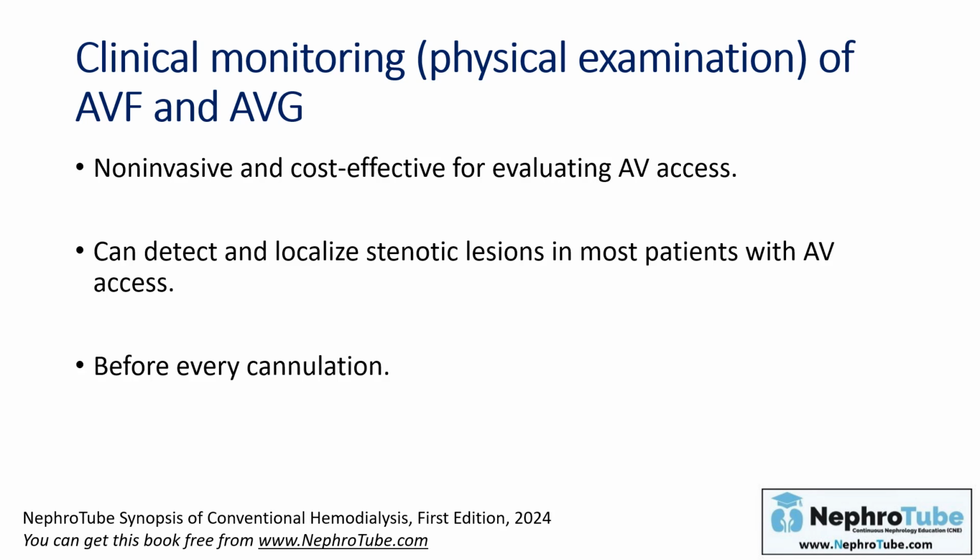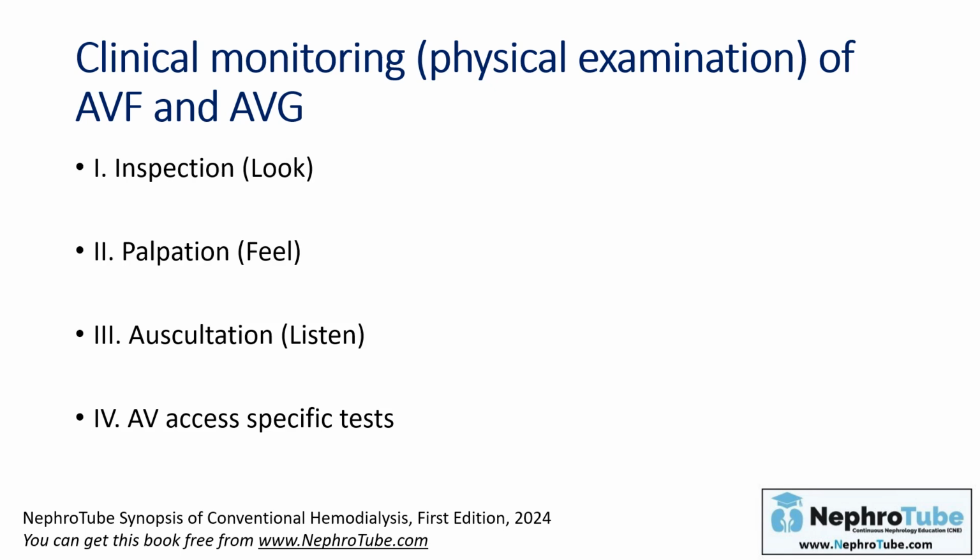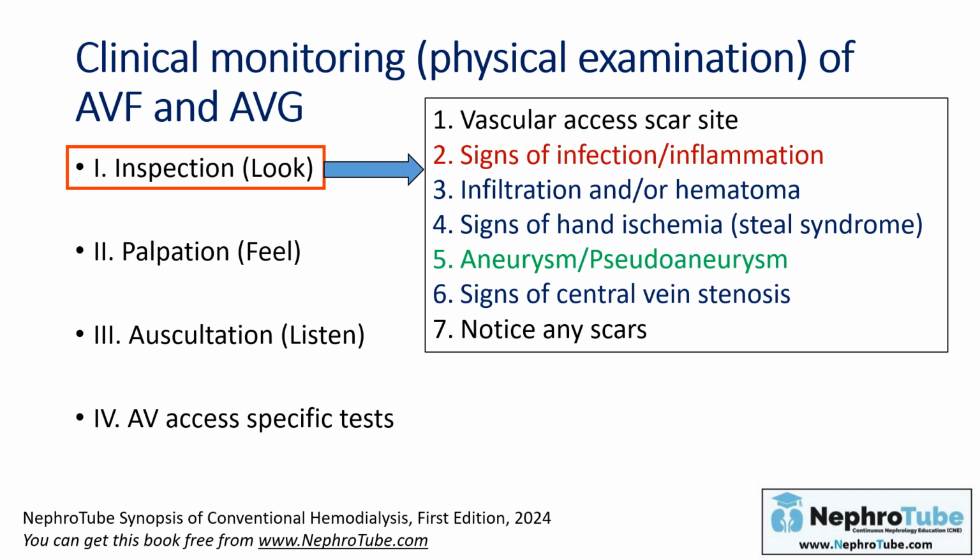And the AV access clinical monitoring and physical examination should be done before every cannulation to detect any clinical indicators of flow dysfunction or any potential complication. We have 4 items for examination. The first is inspection, then palpation, auscultation, and finally some specific tests for AV access. Regarding inspection, we have to cover 7 points.